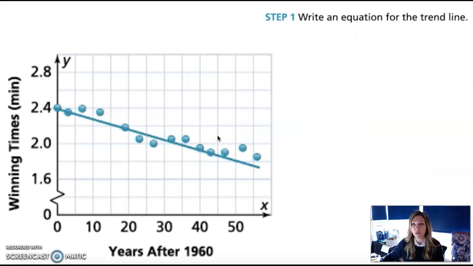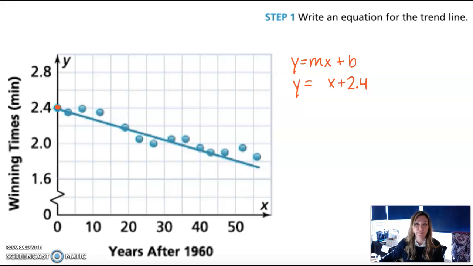So the first thing that we want to do is to write an equation for the trend line. In order to do that, we want to take a look at where it crosses the y-axis, and we know that that is our approximate y-intercept. If we're going to use the slope-intercept form of an equation, we can see it crosses the y-axis at approximately 2.4 minutes. So now we just need to fill in the rest of the information. And that's positive 2.4 minutes.